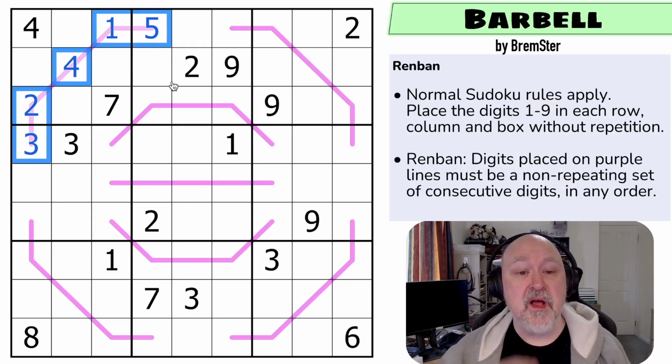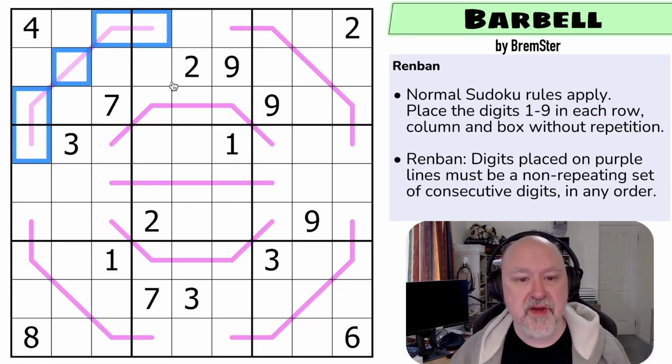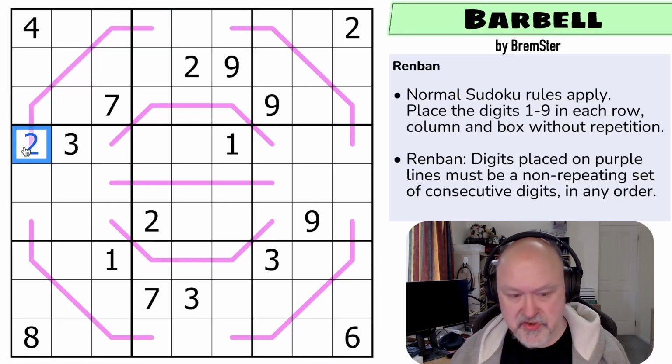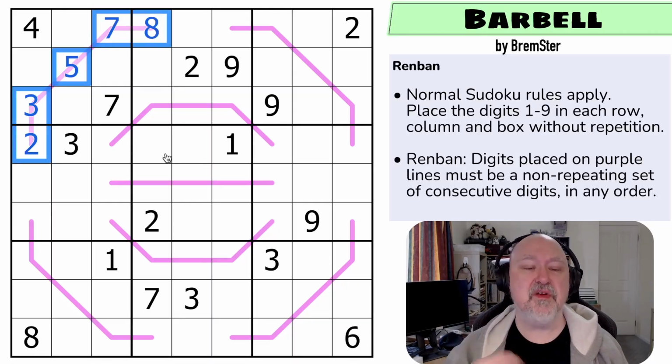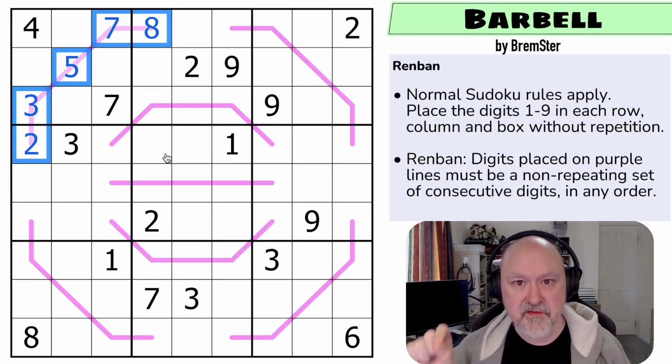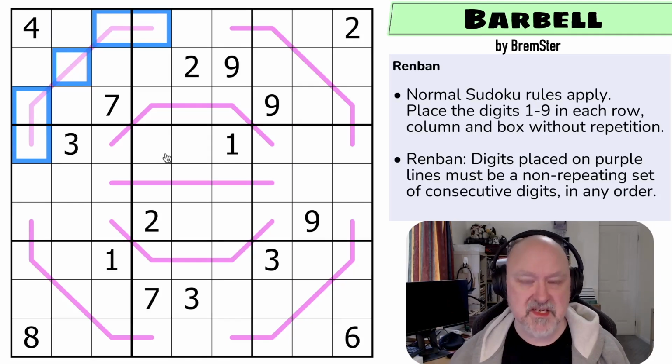You couldn't do 1, 2, 3, 4, 6, or 2, 3, 5, 7, 8. 2, 3, 5, 7, 8 is not a valid way to fill this line, because if you were to take the numbers off and sort them, they wouldn't be a run of consecutive digits, which is what they must be.